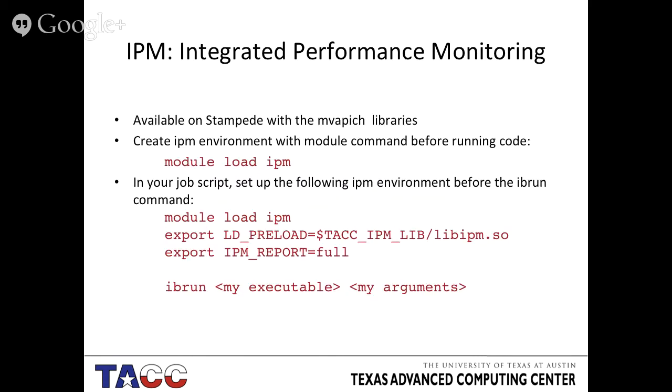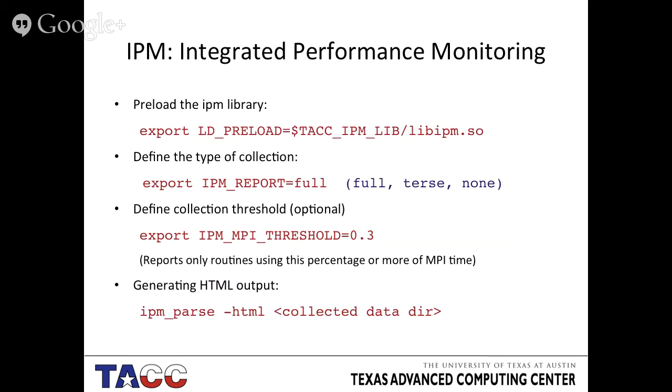In order to use IPM, you just load the IPM module. You have to export LD_PRELOAD so that this libipm.so is always loaded before you run your code. And then you specify which kind of report you want. In this case, we want the full report. And once you've done it, all you have to do is run your code the way you would normally do with ibrun in our system. So just ibrun, executable, and the arguments. Okay?